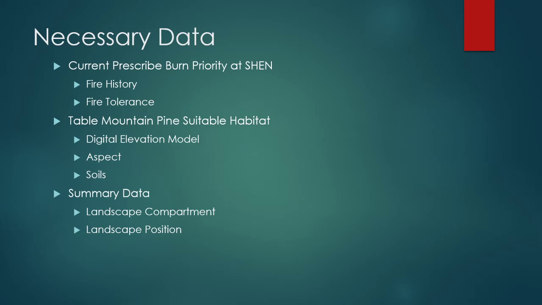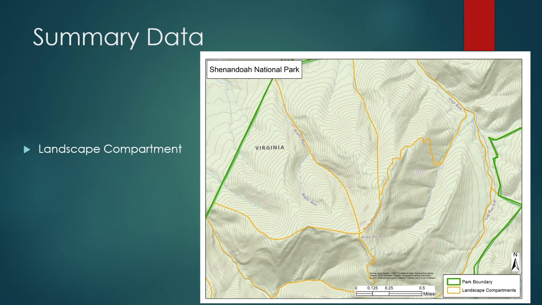The data for each of these analyses was predominantly comprised of raster datasets. For the current prescribed burn priority analysis, the data needed was a fire history layer and a vegetation fire tolerance layer. For the suitable habitat analysis, a digital elevation model, an aspect layer, and a soils layer were needed. The Table Mountain Pine Habitat Burn Priority Analysis utilized the data from the previous two analyses. Additionally, a landscape compartment layer was utilized to summarize the data. In this case, it was the park's search and rescue grids.